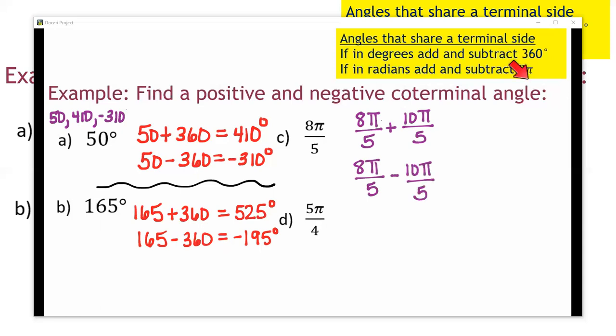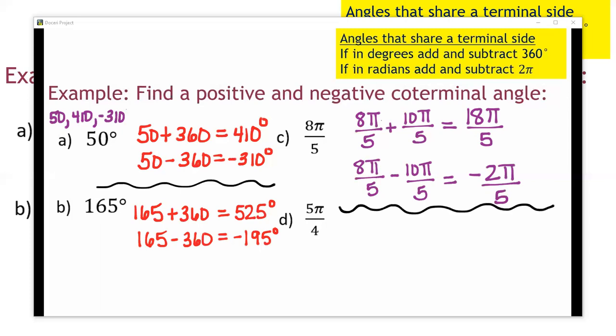Remember, again, 2 pi is the equivalent of 360 degrees. 10 pi over 5 is 2 pi. 10 divided by 5 is 2. So we're going to add and subtract. And because we have our common denominator, 8 pi plus 10 pi is 18 pi. 8 pi minus 10 pi is negative 2 pi. So for our last example, go ahead and try to work through part D.